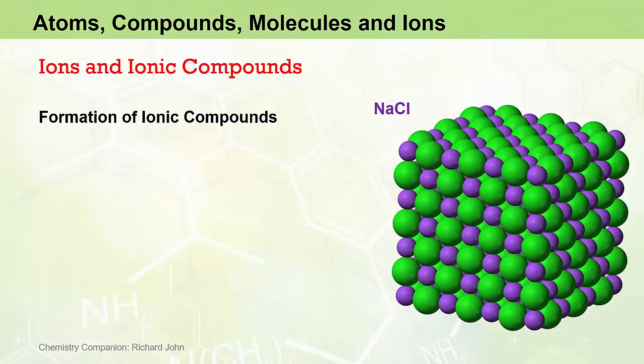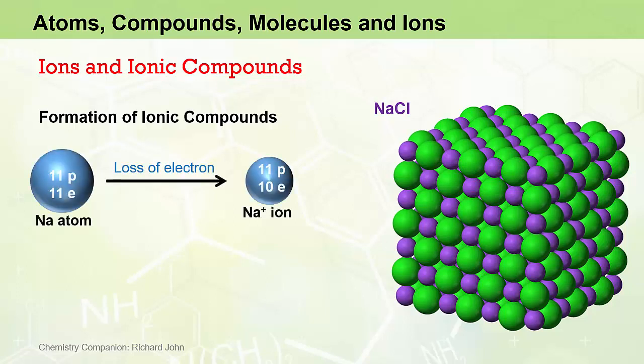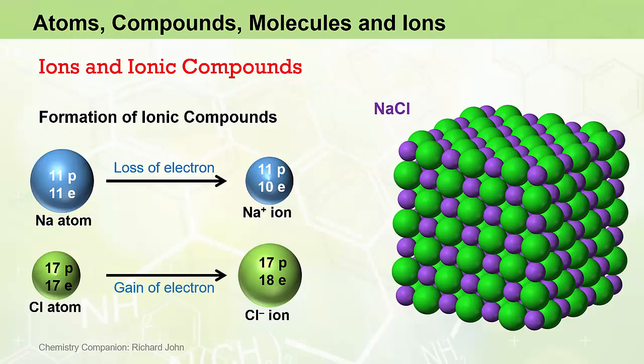Sodium chloride can be formed from the ionization of the individual elements sodium and chlorine. So, for example, we can start with a neutral sodium atom. It can readily lose a single electron to form a stable sodium cation with a net electrical charge of +1. A neutral chlorine atom can readily accommodate an extra electron in its electron cloud to form the chloride ion with a net electrical charge of -1.